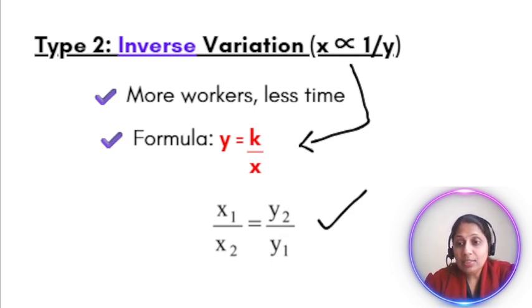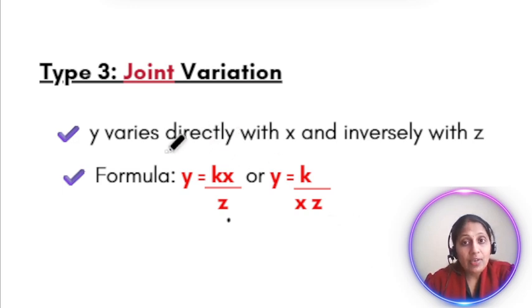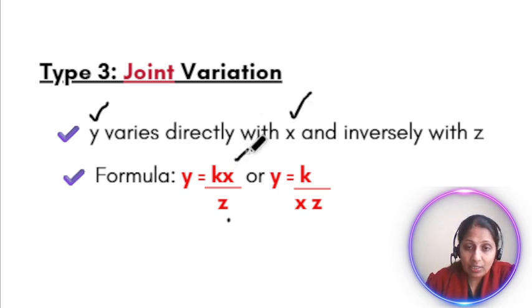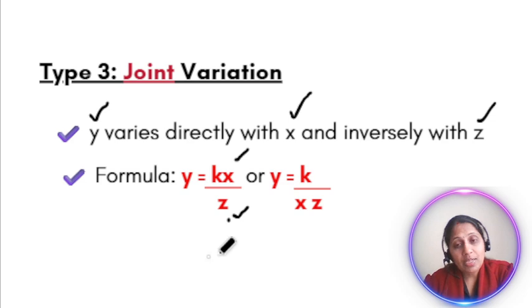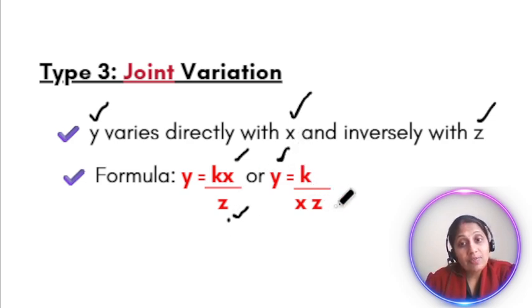Okay. And the third type is the joint variation, where one quantity varies differently with the other 2 quantities. In this example, y varies directly with x, so x will come in the numerator, and inversely with z, so z will come in the denominator. Or sometimes y varies inversely with both x and z, so both x and z will come in the denominator. Or sometimes you will get it directly related. So in that case, y equals k into x into z. So according to the problem, you have to develop a formula, set up an equation.